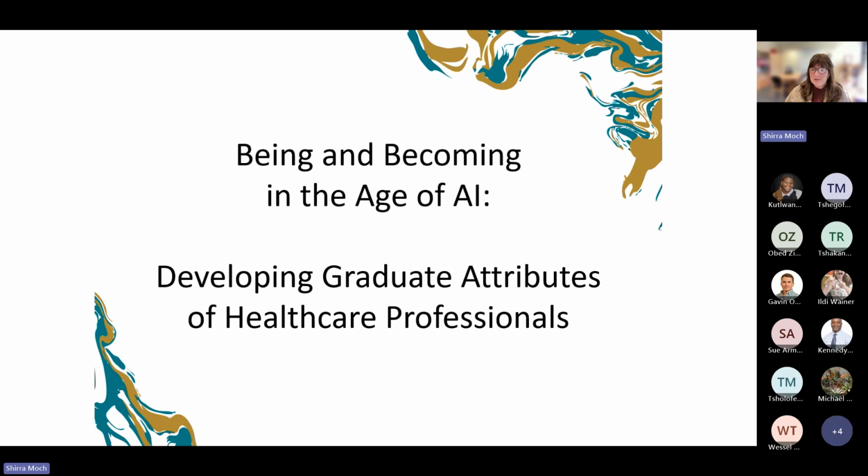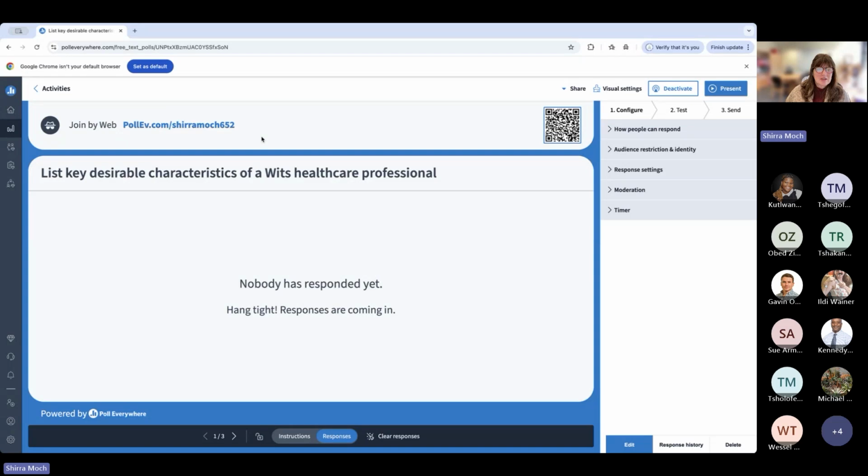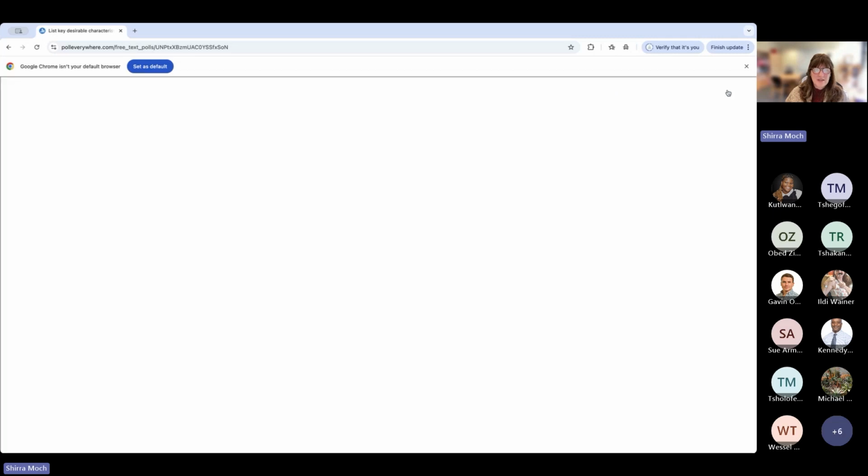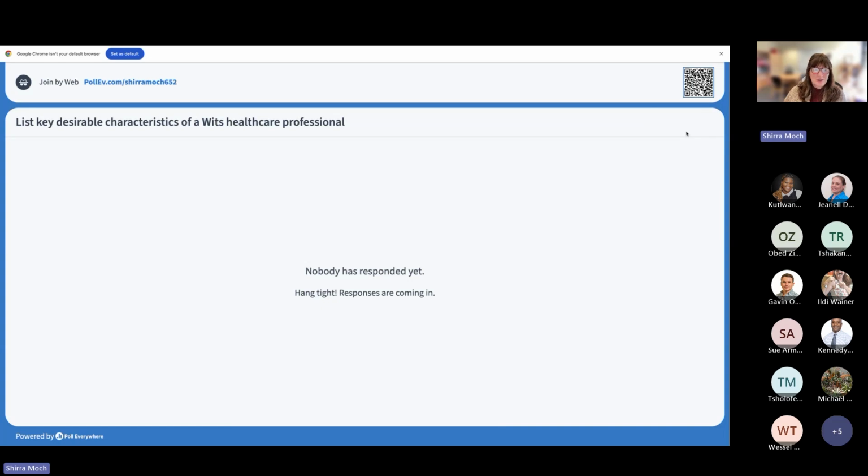So I think the first thing we might have to think about is... let me see if I can move to the window that I'm looking at. If you can open another tab on your browser, and then log on to the site polev.com/Shirra Moch 652, or there's a really cute QR code over here. While you're logging in, I'm going to ask you, from your experience and from the things that we read about what Wits wants for its students and what this faculty wants for its students, can you list for me the key desirable characteristics of a Wits healthcare professional? What would we like them to have and to be? And if you're having problems logging on, can you open your mic and tell me, because I need to know if there's something I need to be doing here.